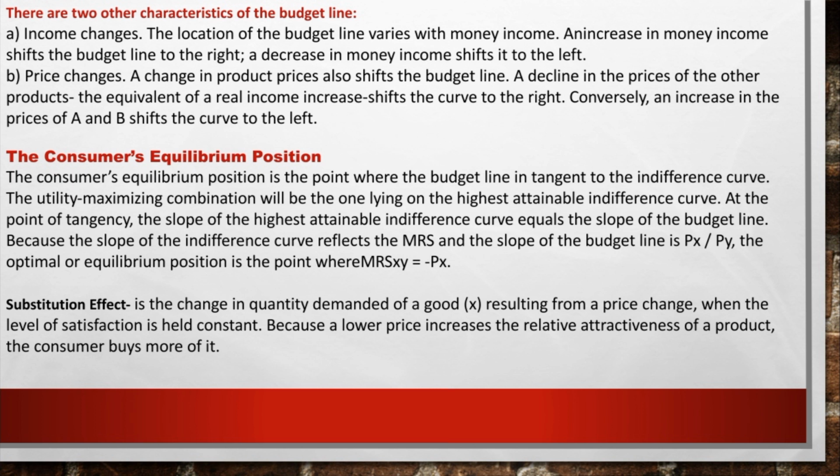The consumer equilibrium position. The consumer equilibrium position is the point where the budget line is tangent to the indifference curve. The utility maximizing combination will be the one lying on the highest attainable indifference curve. At the point of tangency, the slope of the highest attainable indifference curve equals the slope of the budget line. Because the slope of the indifference curve reflects the MRS, and the slope of the budget line is negative Px over Py, the optimal equilibrium position is the point where MRS of X for Y is equal to negative Px over Py.